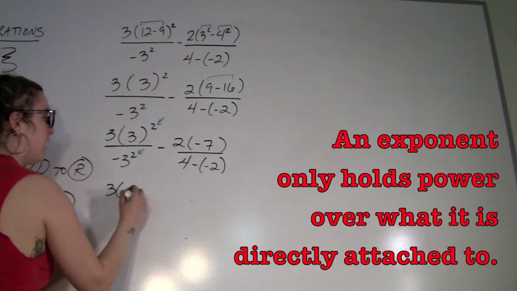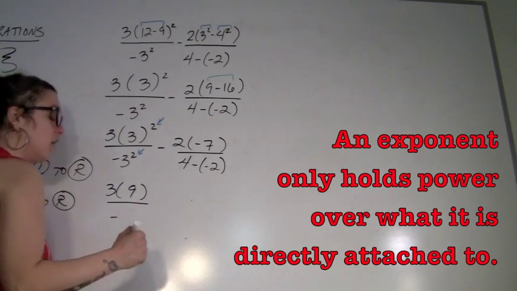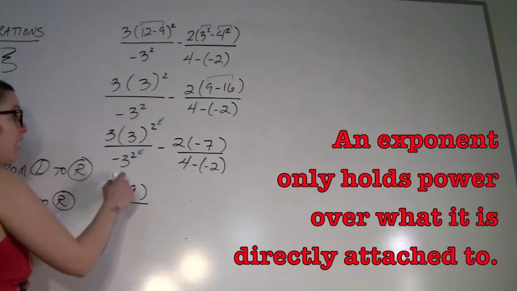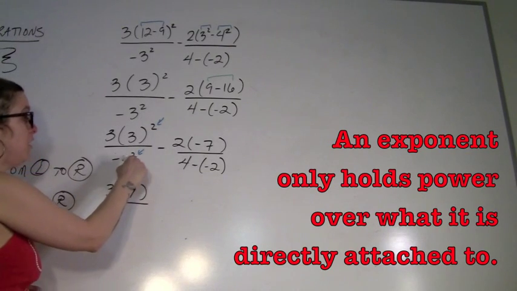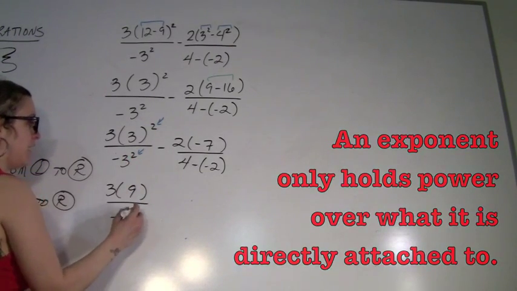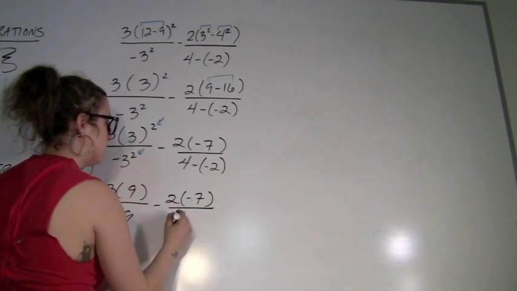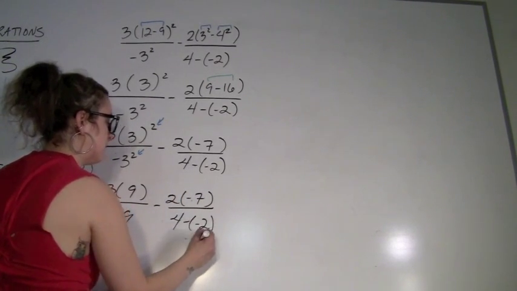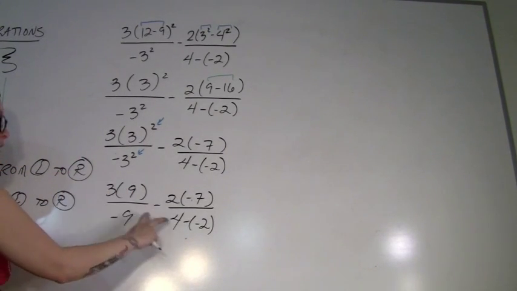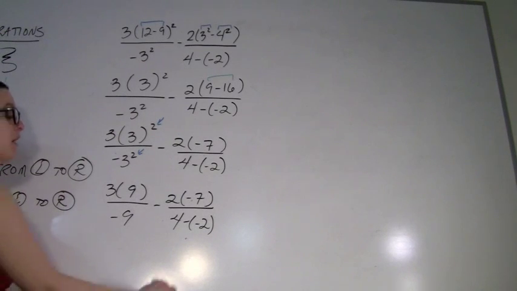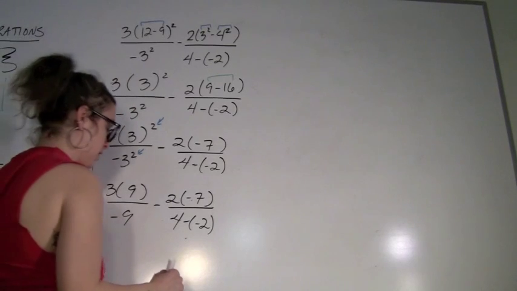3 squared is 9. This minus sign is this minus sign right here, on account of an exponent only belongs to what it's directly attached to. So 3 squared is 9. Okay, so I'm going to take care of this times problem and this times problem and this actually addition problem and move the answers up here.